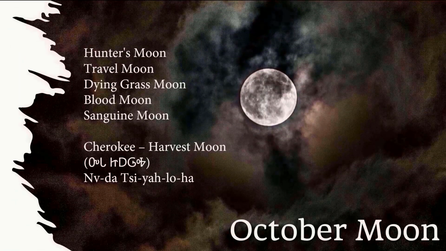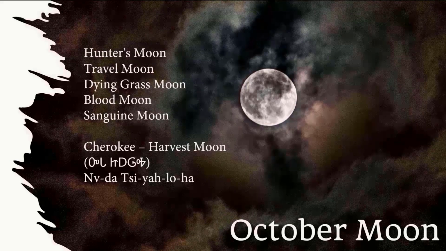The first moon after the harvest moon is the hunter's moon, so named as the preferred month to hunt summer fattened deer and fox, unable to hide in now bare fields. Like the harvest moon, the hunter's moon is also particularly bright and long in the sky, giving hunters the opportunity to stalk prey at night. Other names: travel moon, dying grass moon, blood moon, and sanguine moon. Cherokee name, the harvest moon.